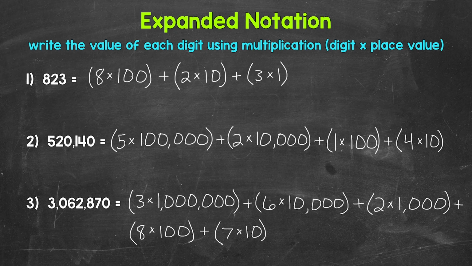So there you have it. There's how to write numbers in expanded notation. Write the value of each digit using multiplication. We take the digit and multiply it by its place value.